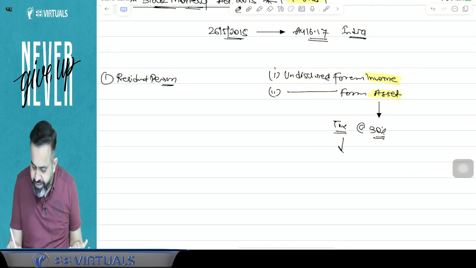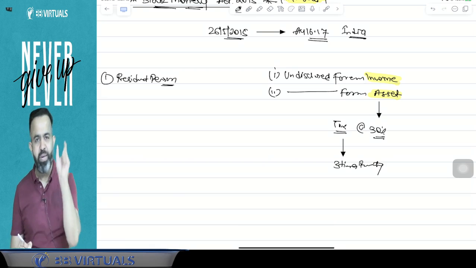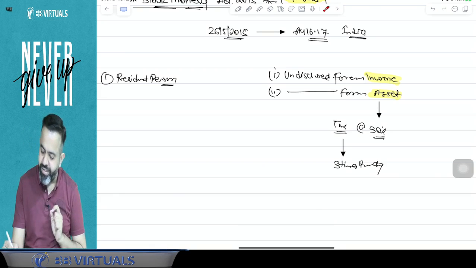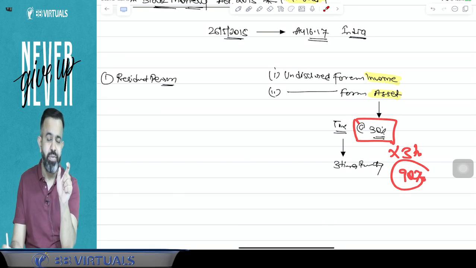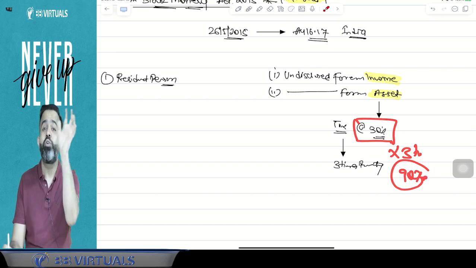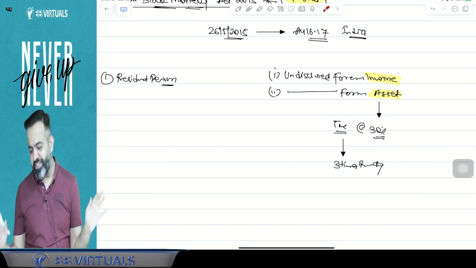But guys, on this tax, there will be a 3 times penalty. 3 times penalty means, in simple words, suppose 30% is your tax, and if you take 3 times, it means 90% is your penalty. So in short, you have to pay 120% to the government.